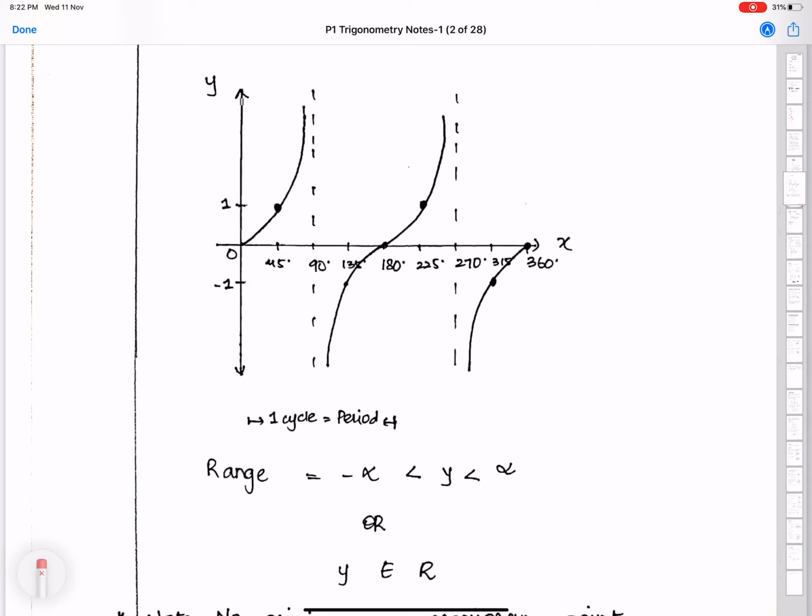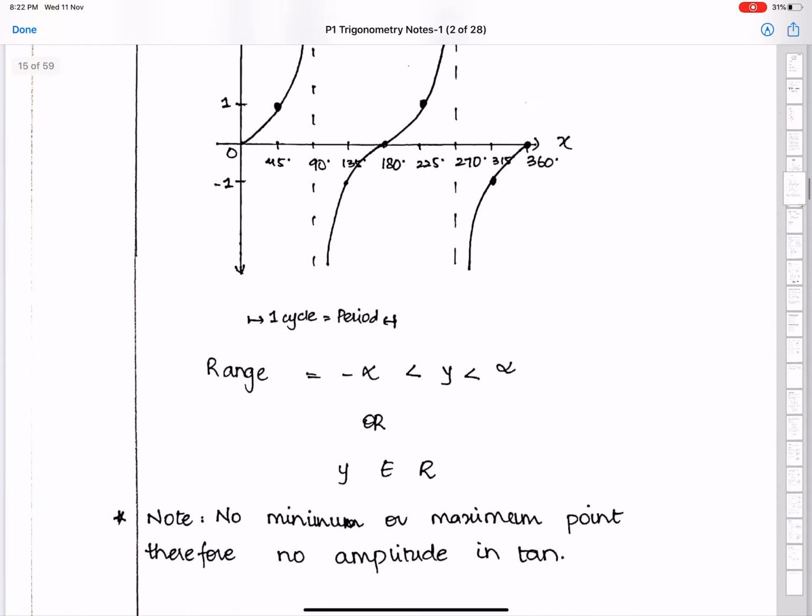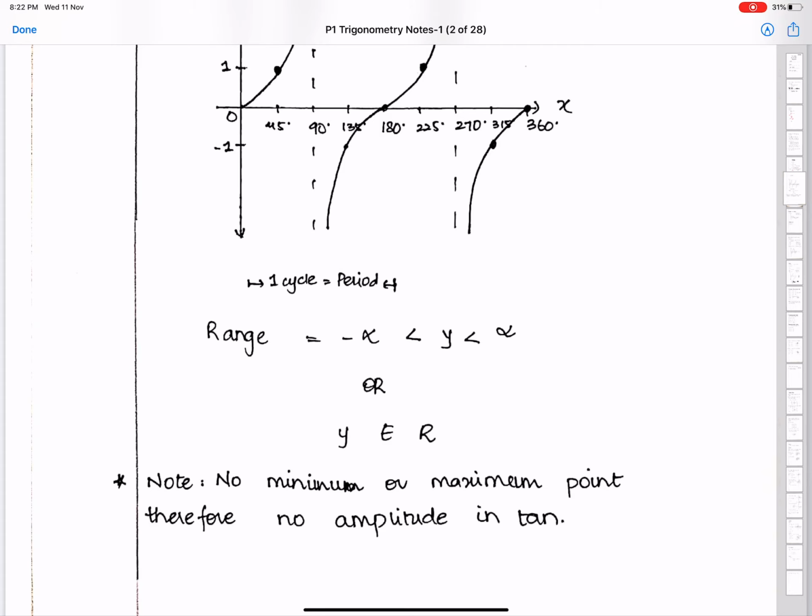So the range of the tan curve is from minus infinity to infinity. This is the range of the tan curve, and this can be written as y can take all real values. You can write the range in this way as well. Note, there are no minimum and maximum points, therefore no amplitude in tan.